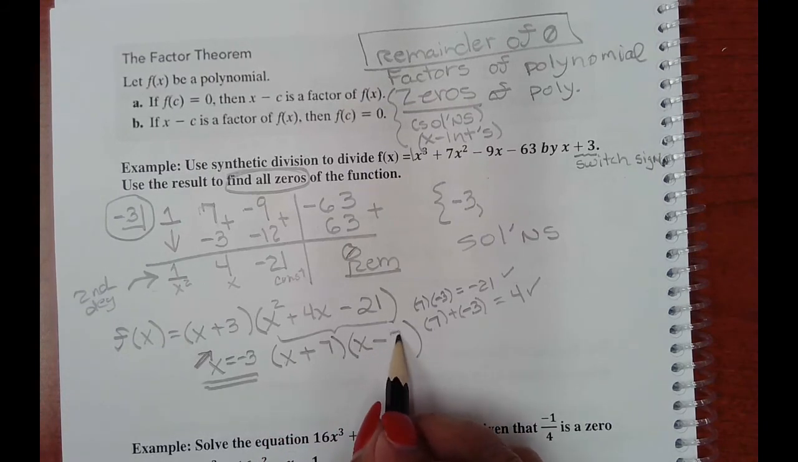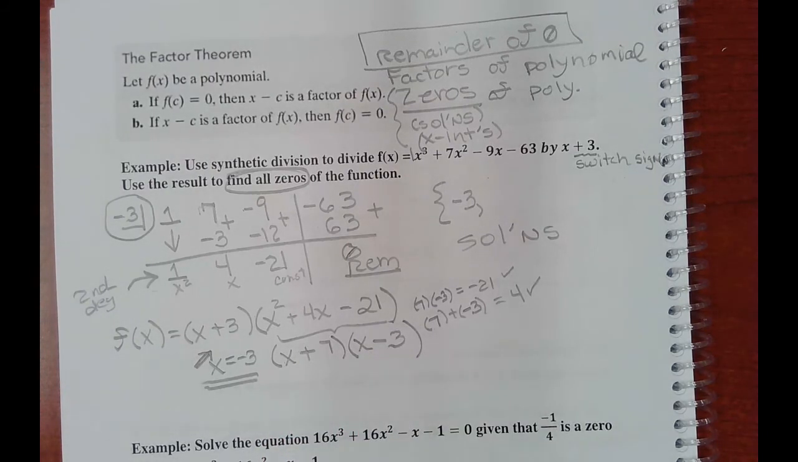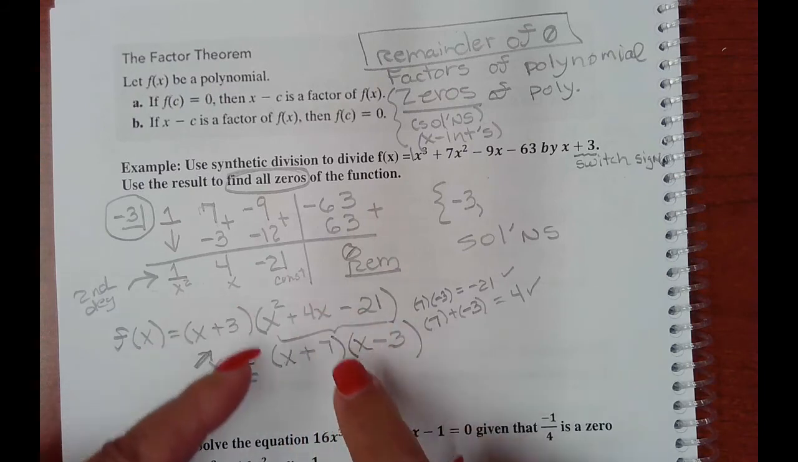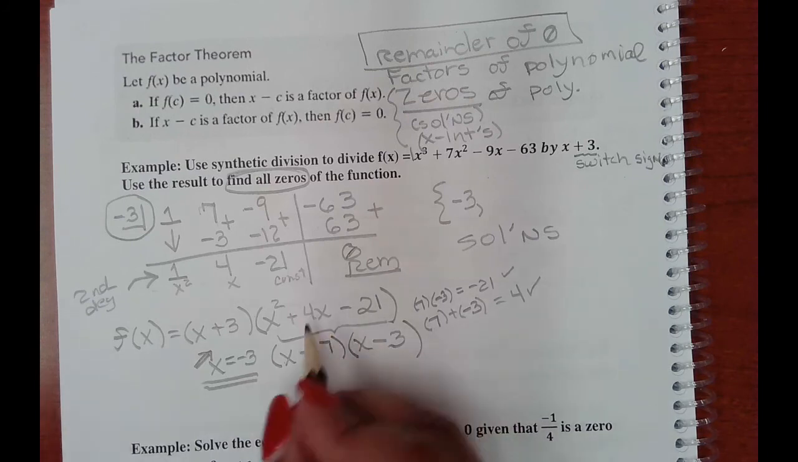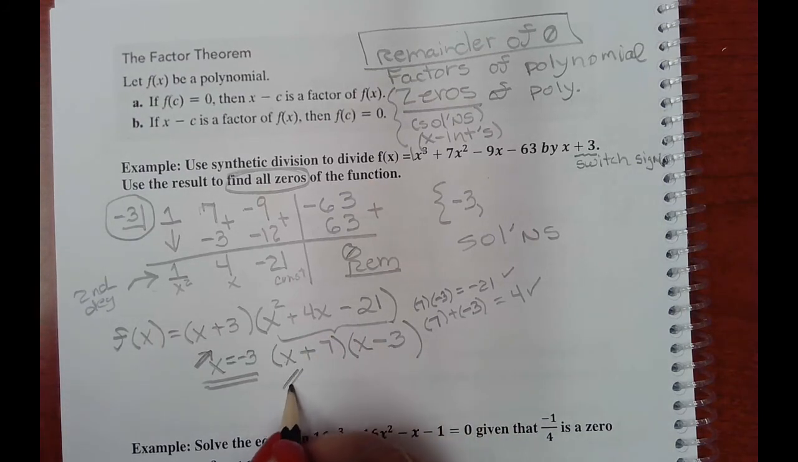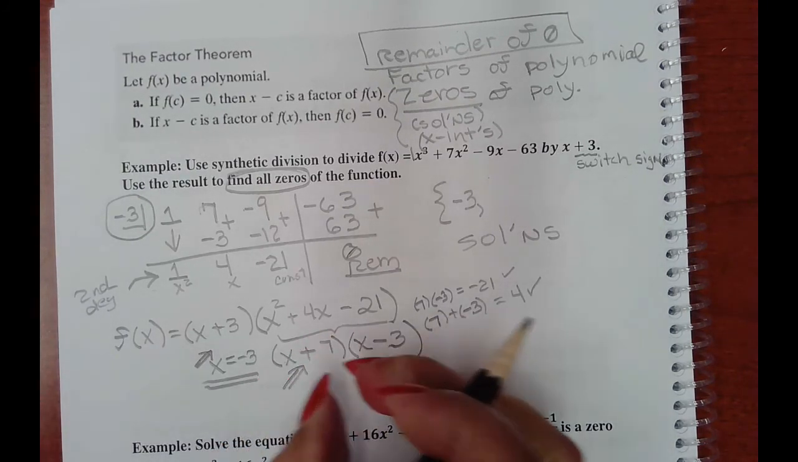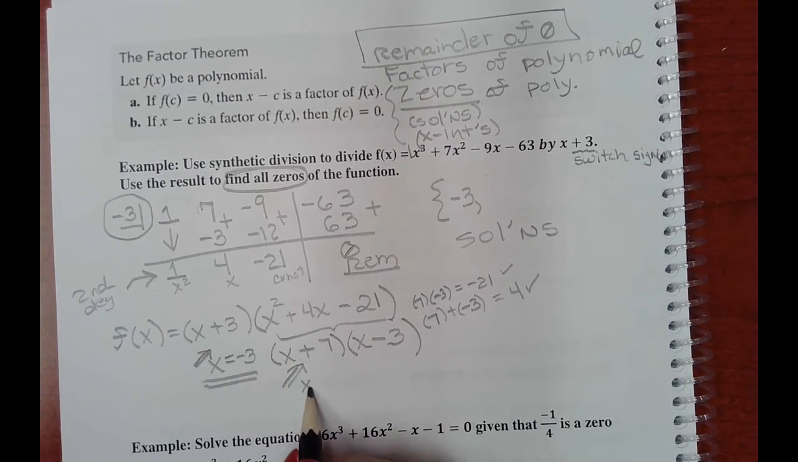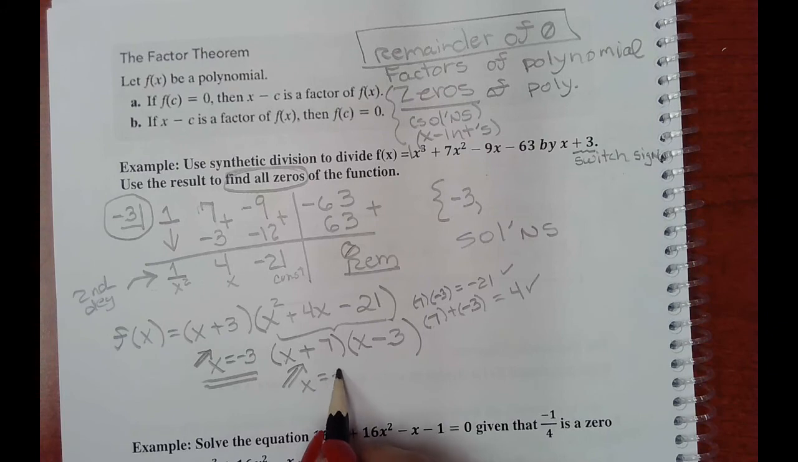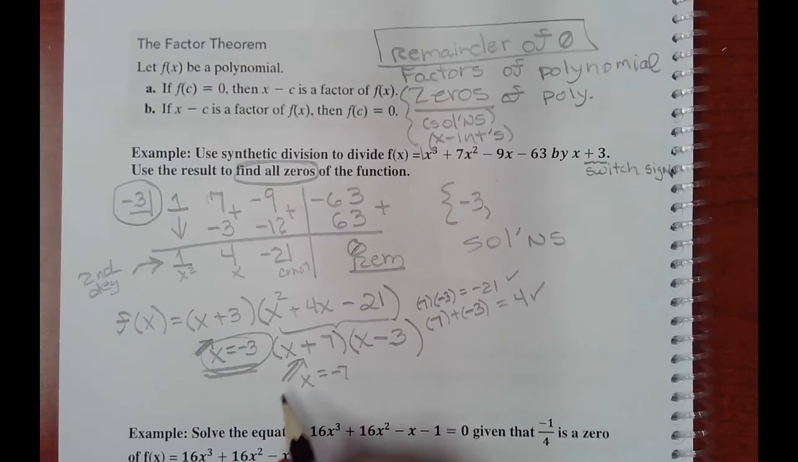But the point being is that you have now brought this second degree expression down to 2 first degree expressions, and at that point you can tell what the solutions are. The solutions are the numbers that make these factors 0. So what would zero this out? X equal to -7. So we have another answer.